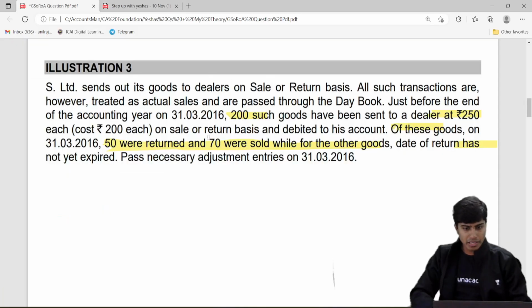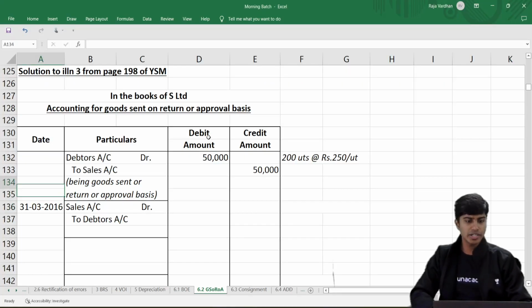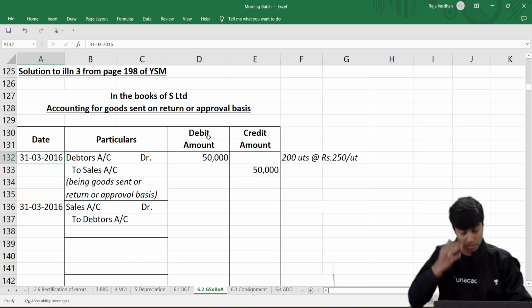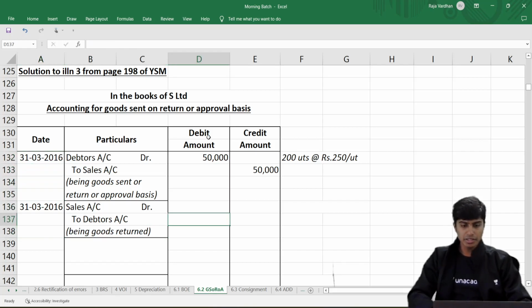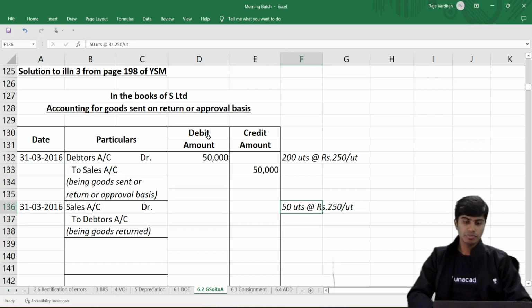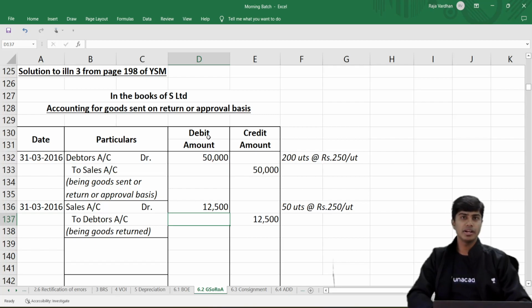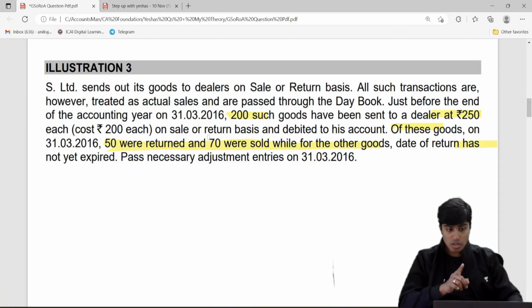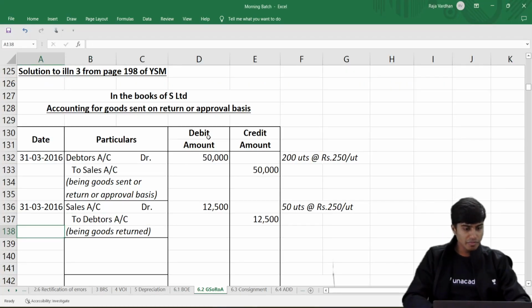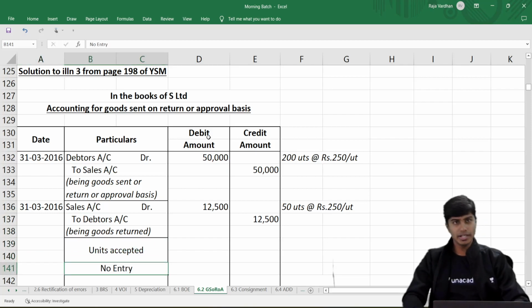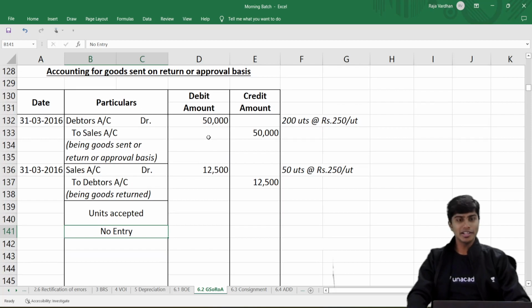This is happening on 31st of March 2016. How many boxes? 50 boxes being returned. 50 units into 250 per unit would come to 12,500. For the 70 boxes which are accepted, we will not write any entry. For units accepted, no entry. Why? It is already recorded as sales in the first place.